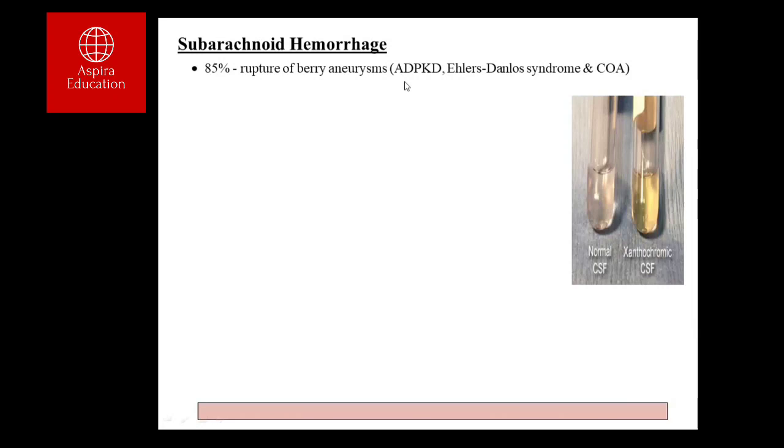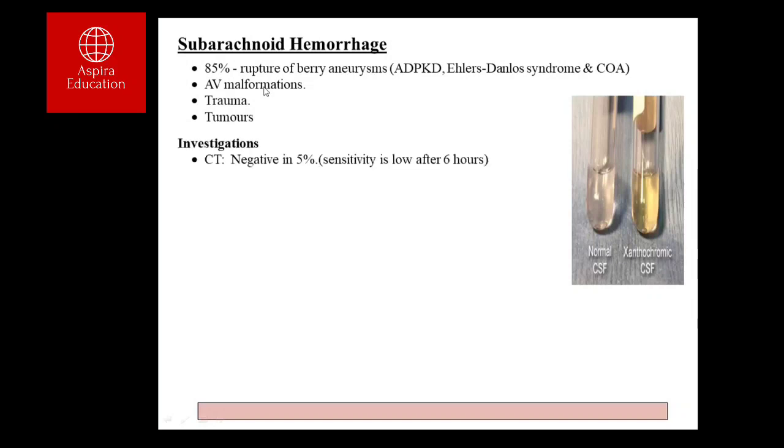which is one of the causes of chronic kidney disease, can present with berry aneurysm, and they can rupture, and the patient suddenly comes with the worst headache of his life, what's called the thunderclap headache. In addition to berry aneurysm, there could be some AV malformation which can bleed. Trauma can also cause bleeding. There could be some tumors.